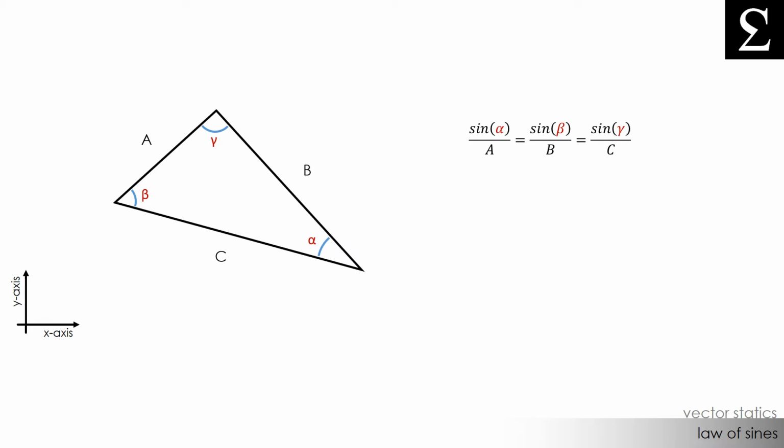The law of sines states that the sine of angle alpha divided by the length of side A is equal to the sine of angle beta divided by the length of side B, which is equal to the sine of angle gamma divided by the length of side C. And this law is very helpful when we need to use the triangle rule to figure out the magnitude of forces that comprise resultant forces and their direction.